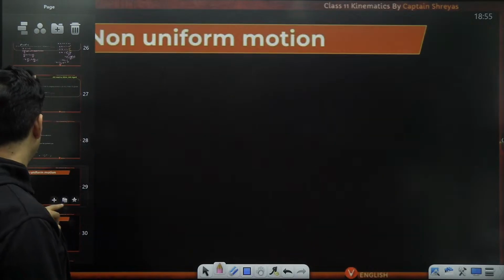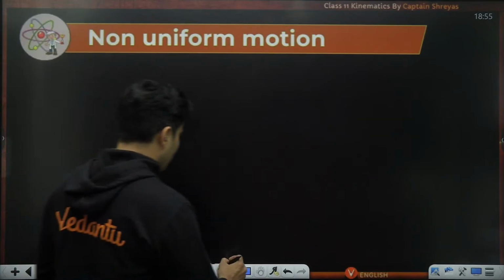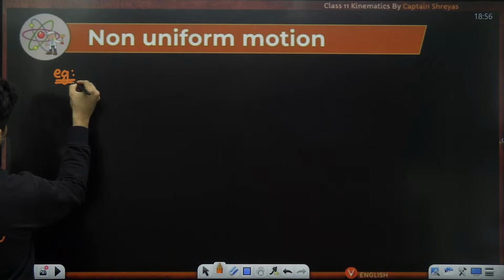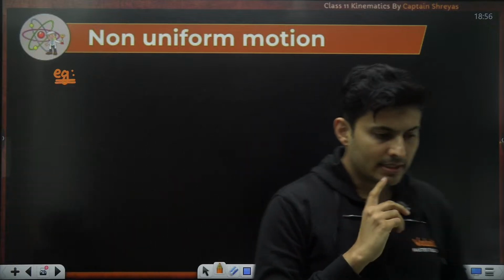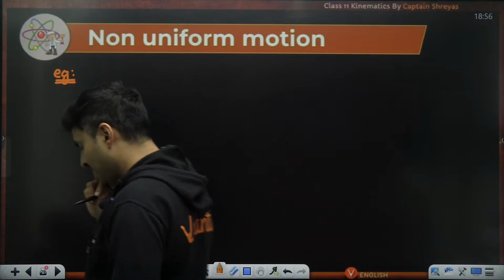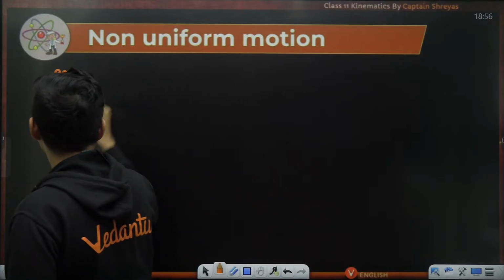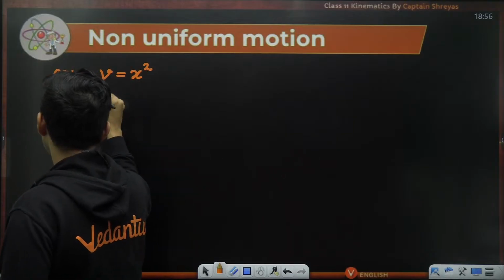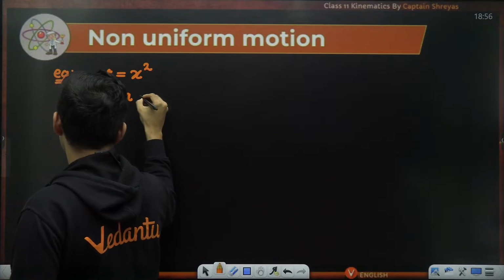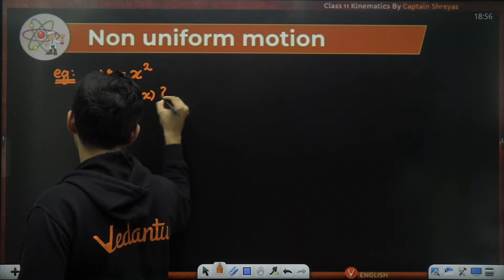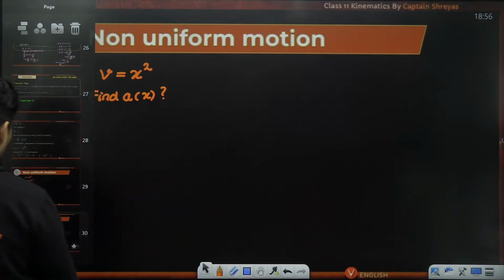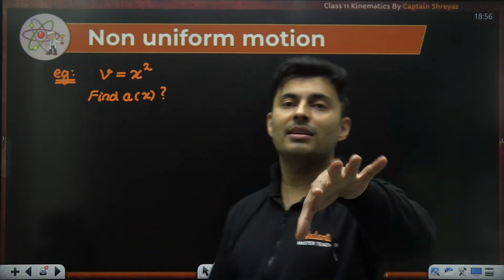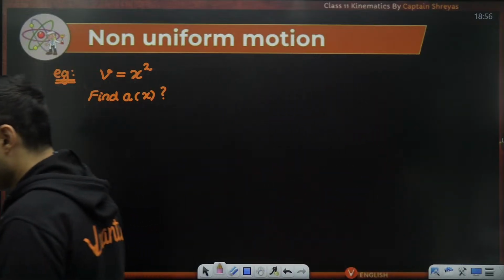Now I can give you some more questions on non-uniform motion. See, sometimes they can also give you something like this. Okay. Like say, for example, v is equal to x square. Can you find acceleration as a function of x? Okay, this is also a very common kind of question. Velocity is given as a function of x, and find acceleration as a function of x. That is asked.